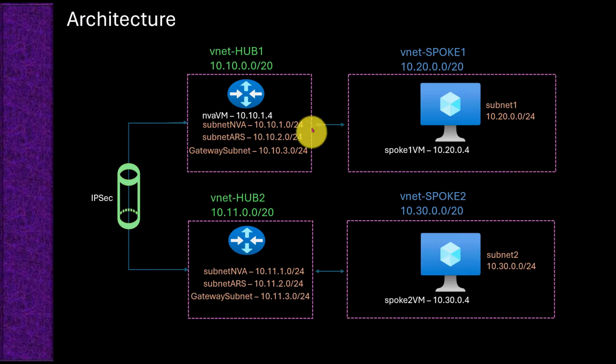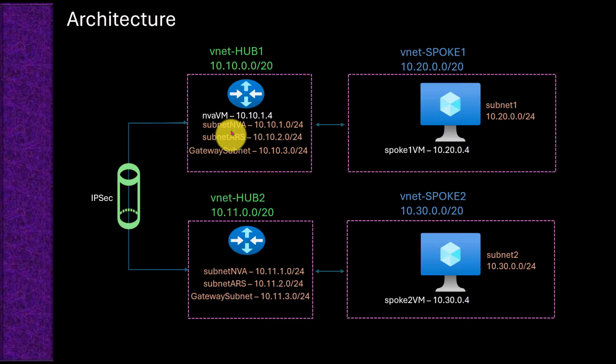So in this particular architecture, there is a VNet hub 1, there is a VNet hub 2, there is one spoke for hub 1, and there is one spoke for hub 2 as well, right? And spoke 1 is connected to hub 1 via peering, and spoke 2 is also paired with hub 2, right? And within the hub, you might see that there is an NVA, there is a subnet for the Azure Route Server, and there is a VPN gateway as well.